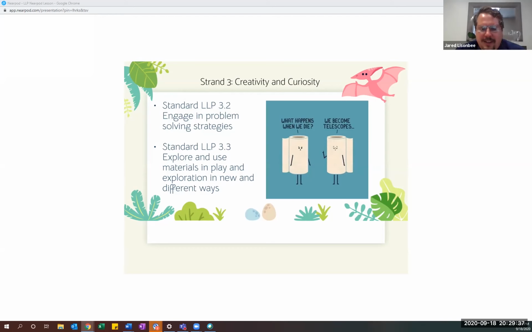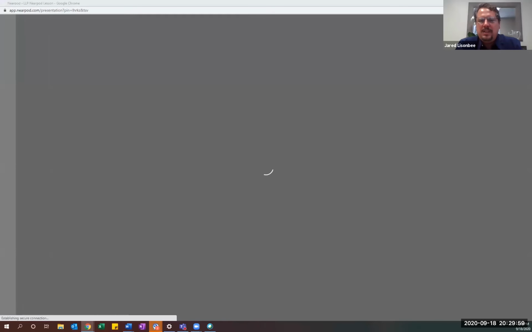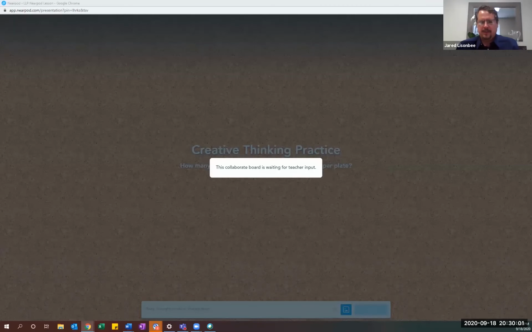And I just have this, I love this little early childhood education humor. The toilet paper roll asking the other, what happens when we die? We become telescopes or binoculars or footballs or sticks or stethoscopes to listen to hearts or whatever else. Basically looking for ways that we can encourage children to do this.